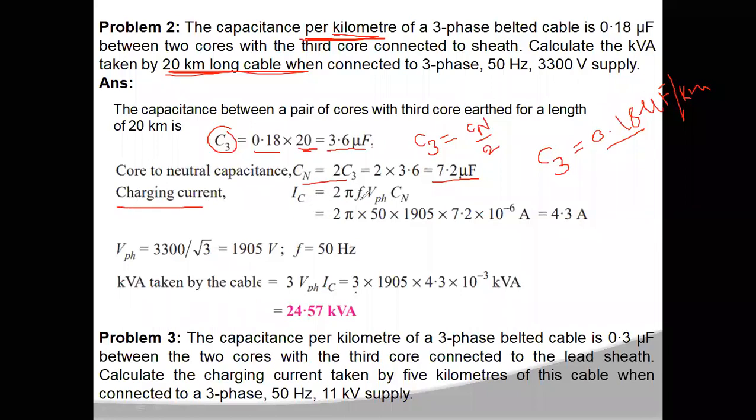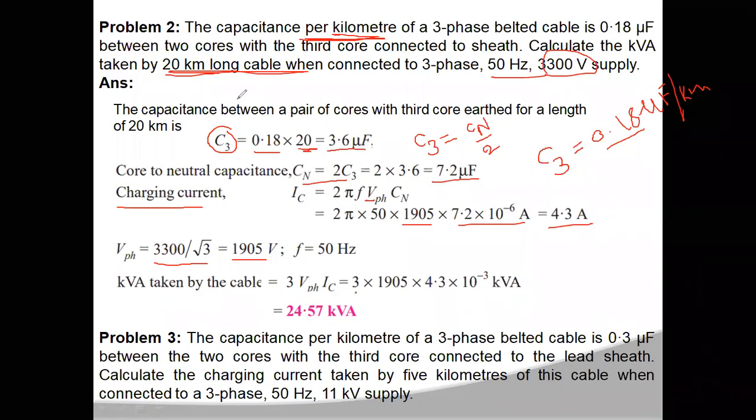Charging current IC is equal to 2 pi f V phase into Cn. Now the frequency is given as 50 Hz and V phase is the per phase voltage. Here 3300 volts is the line voltage, so you convert it into phase voltage by dividing by √3, so that you get 1905 volts as the per phase voltage. Now with the per phase voltage and the Cn value of 7.2 microfarad, you will get the charging current as 4.3 amperes.